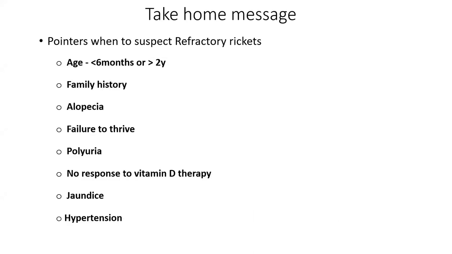Next. So adding on to Dr. Aditi's message, my take-home message is the pointers for when to suspect renal rickets. If the age of presentation is less than 6 months or more than 2 years, there is family history, the child has alopecia, failure to thrive, or polyuria, the child is not responding to an adequate dose of vitamin D therapy, the child has jaundice in the case of other non-nutritional rickets like Wilson disease, or the child presents with hypertension.